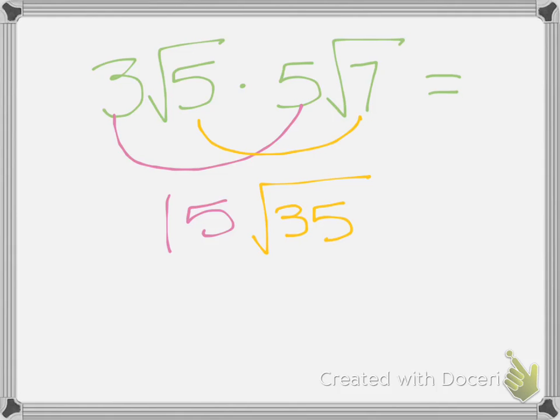You cannot do any simplifying with radical 35. That problem is finished. So what's different about this one is you had outside numbers. You do the outside, you do the inside, you see if you can simplify. Any questions?